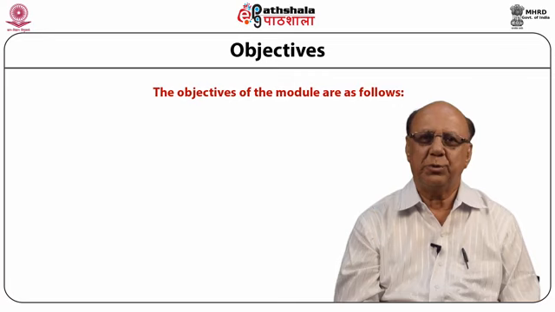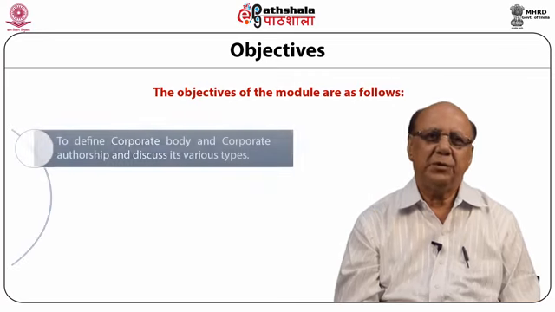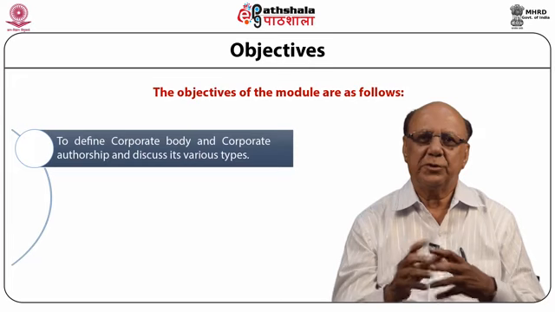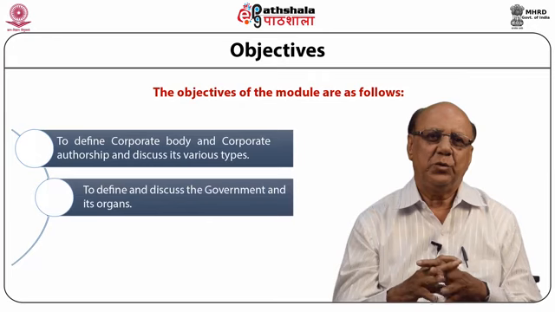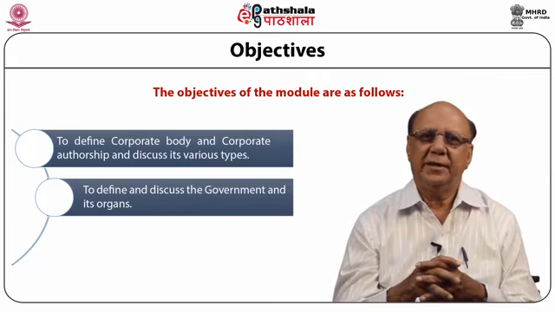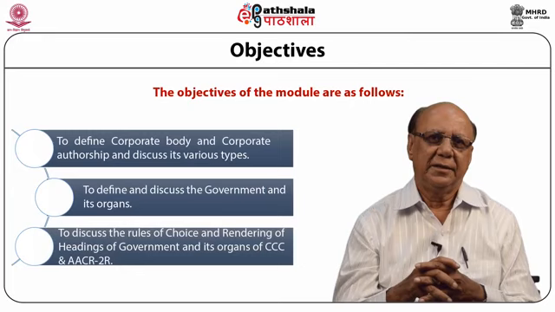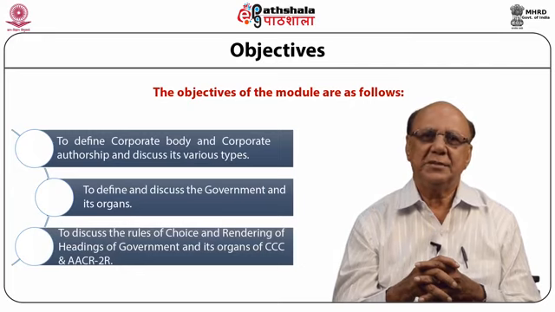Especially governmental libraries have a considerable part of corporate publications. Such corporate publications pose many difficulties before the cataloger. The objectives of this module are as follows. First, to define corporate body and corporate authorship and discuss its various types. Second, to define and discuss the government and its organs. Third, to discuss the rules of choice and rendering of headings of government and its organs of CCC and AACR 2R.